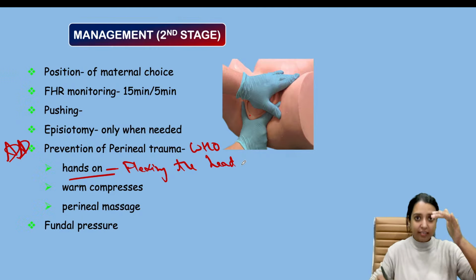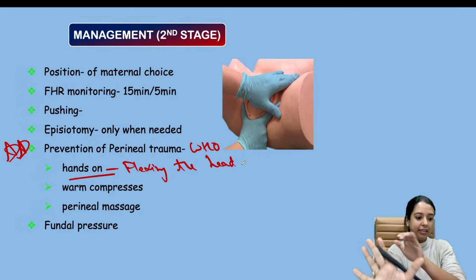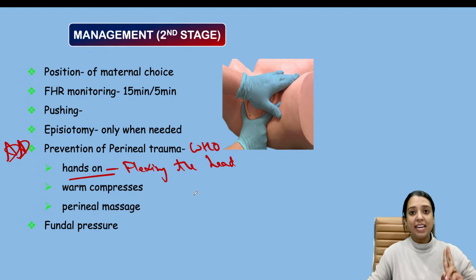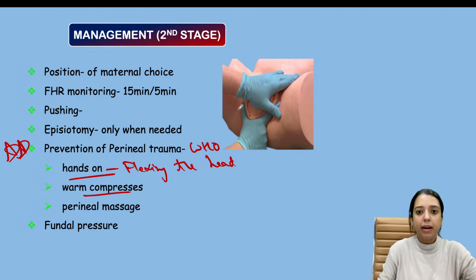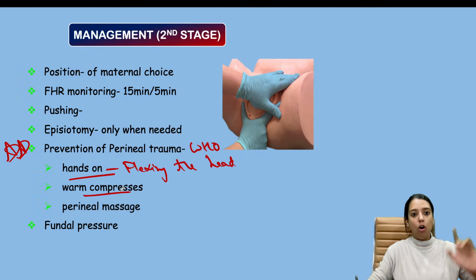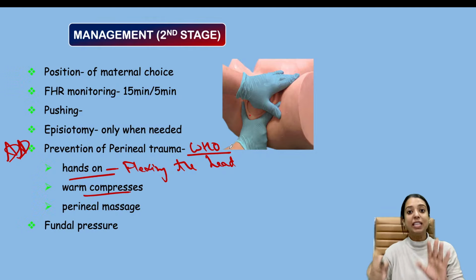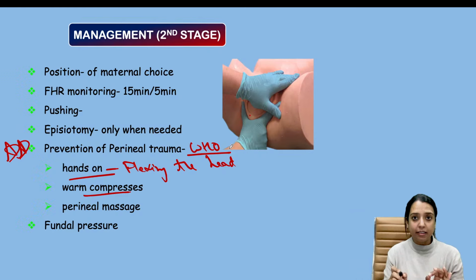So when you are flexing the head, that is hands on. You are protecting the perineum and flexing the head. Second is warm compresses. You keep applying warm cloth on the perineum during labor. It leads to muscle softening. And third is massage of the perineum. All these 3 methods are given by WHO, not by me. So these 3 prevent perineal tear.